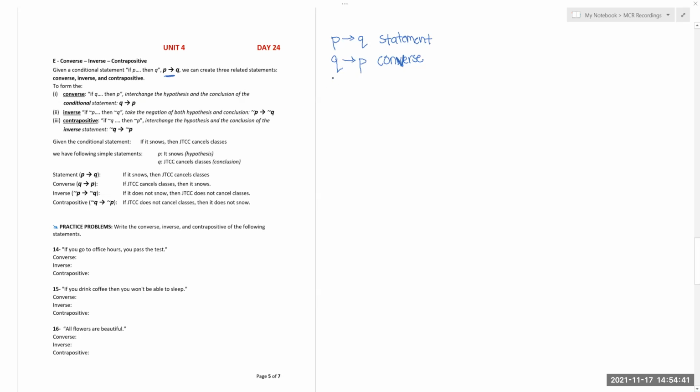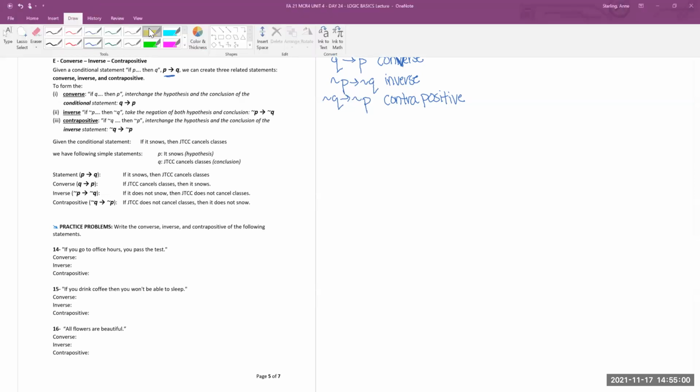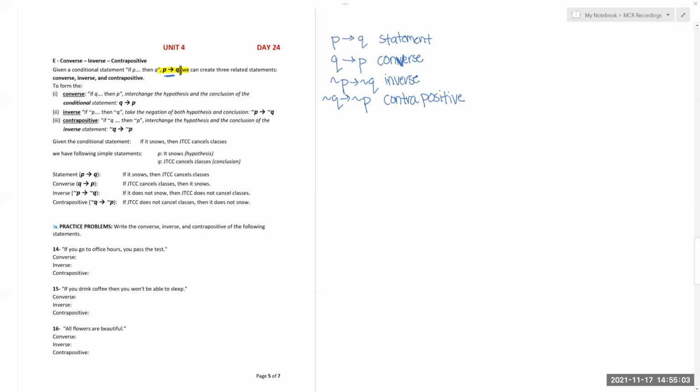The inverse, kind of think of a mathematical way where you're negating. And then the contrapositive is the longest one to write. So you do both. You flip and you negate the original statement. So you do want to know those. So here's your original statement. Here's your converse, your inverse, and your contrapositive.